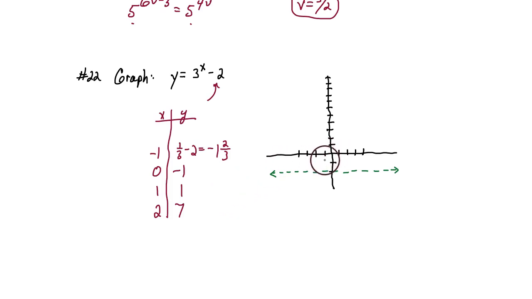So left 1, down 1 and 2/3. Then 0, -1, 1, 1, and 2, 7. Start right along that horizontal asymptote and then swing up through the dots.